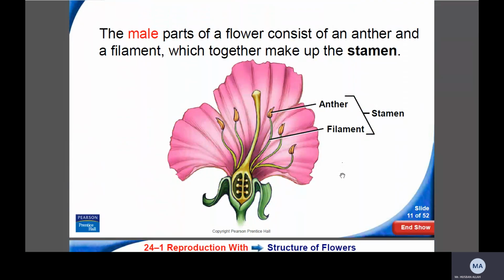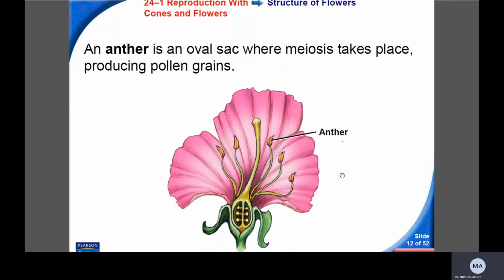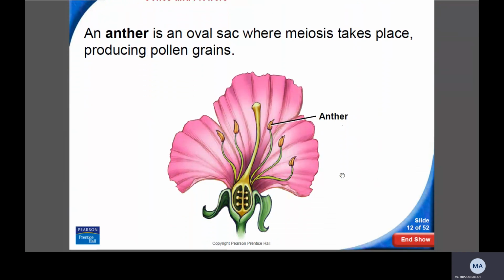Okay. So now you can see that in the same flower we will have both male and female parts. But in the case of pollination, it depends. It can be self-pollination or it can be cross-pollination. Who can differentiate between self and cross-pollination? After this point, I will ask: what is the difference between self and cross-pollination?